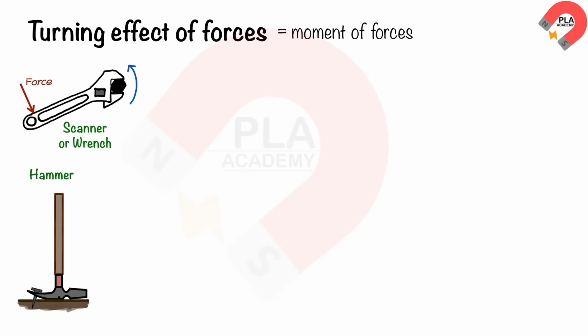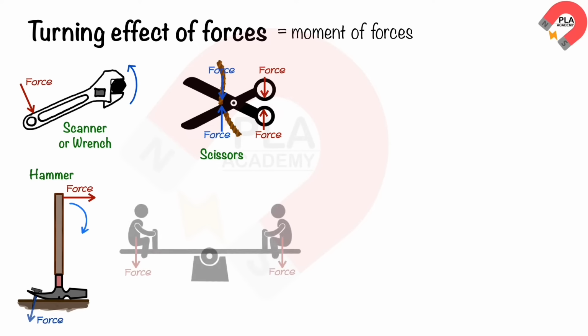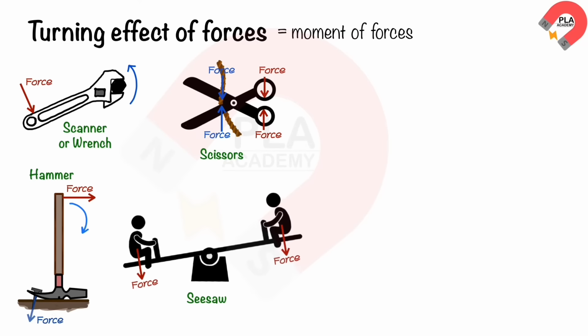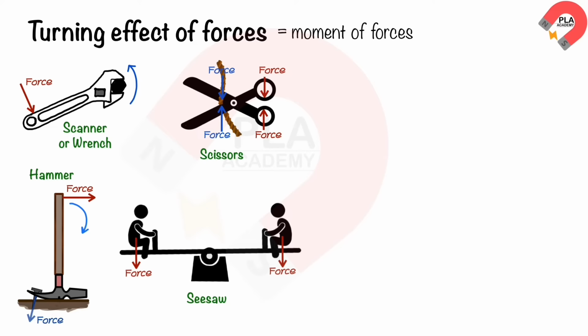A claw hammer is used to remove a nail. The force applied on the handle creates the moment of force. Scissors work by applying two opposing forces that create a moment, causing the blades to come together and cut through a material. A seesaw pivots on a central point, and the moment created by children sitting on either end determines its clockwise or anticlockwise movement.